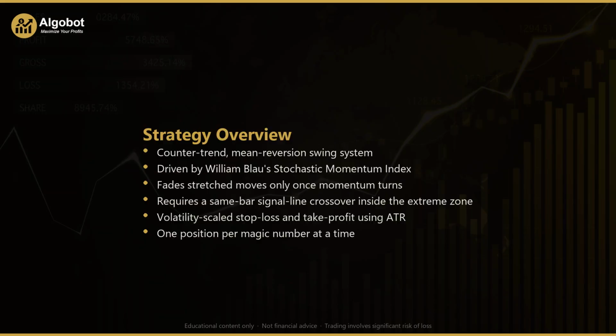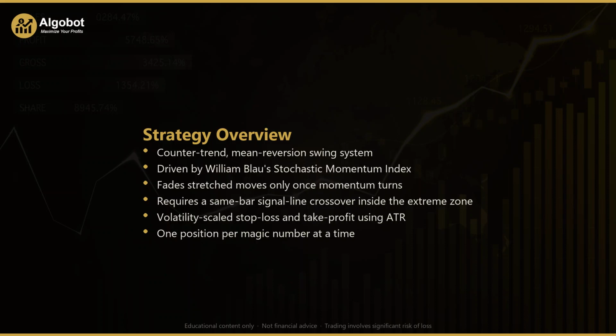Let's get started. So what exactly does this expert advisor do? At its core, the Stochastic Momentum Index Reversal is designed to fade stretched moves. Rather than chasing a trend, it waits for price to become overextended in one direction and then looks for the first sign that momentum has turned back the other way.